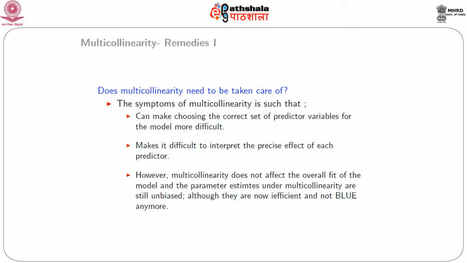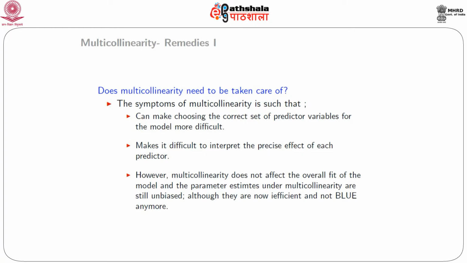It also makes it difficult to interpret the precise effect of each predictor variable. Like I have mentioned before, in case of multicollinearity there are 2 or more predictor variables which are collinear, so the effect of each of these collinear predictors on the response variable is more or less the same. In such cases, the interpretation of the corresponding regression coefficient becomes very difficult.